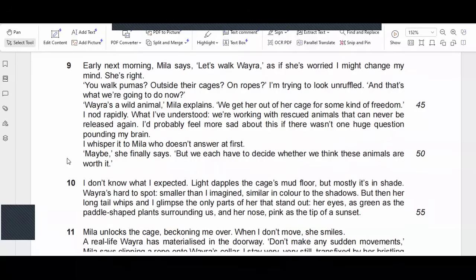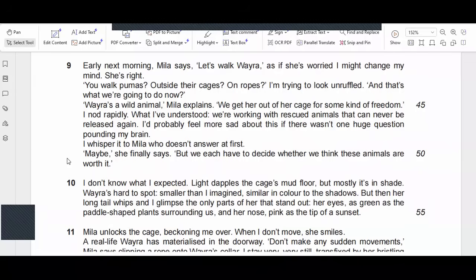So, in this paragraph, by the next morning, Mila tells the narrator, let's take Vaira out for a walk, as though she fears that I might back out. And honestly, the narrator was about to. She's right to worry. I ask her, trying to sound calm, you take these big animals outside of their enclosures using some sort of straps or something, precautionary measures, sort of things. And that's what we are about to do now.